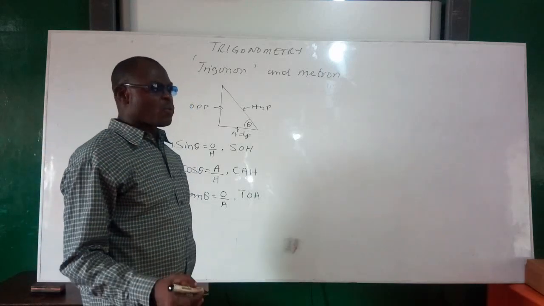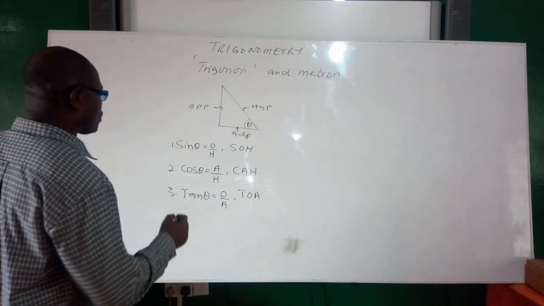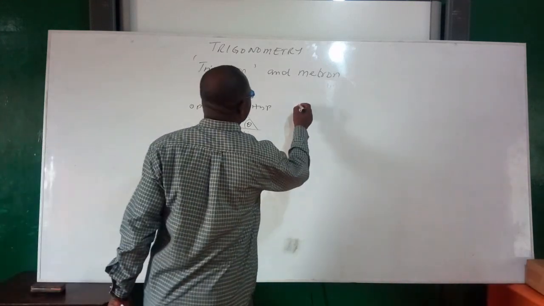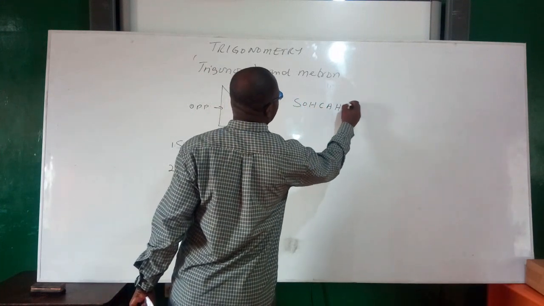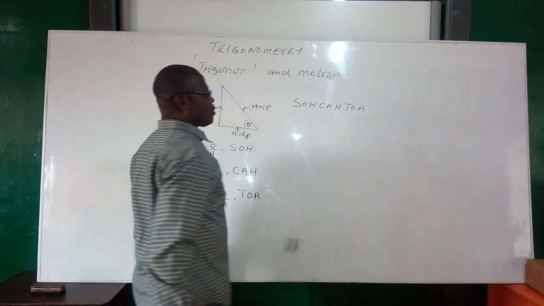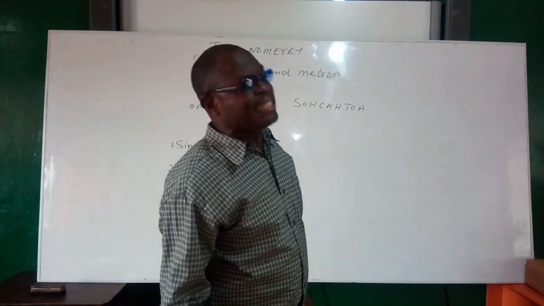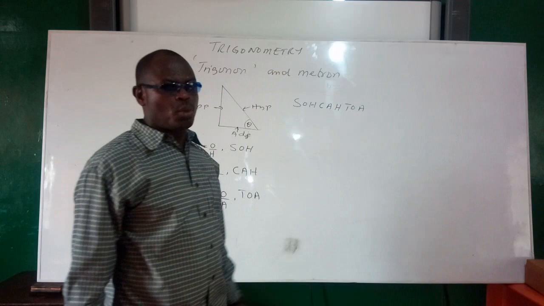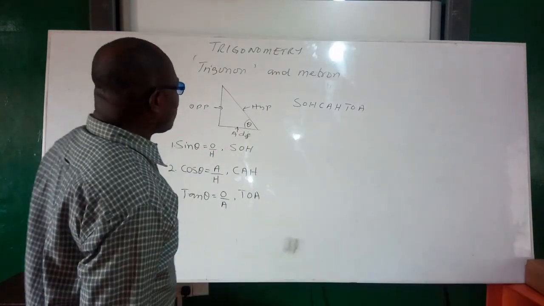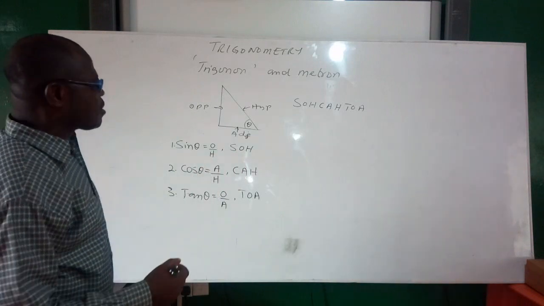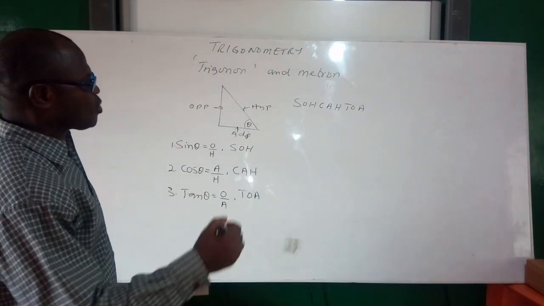SOHCAHTOA. Let me hear you. SOHCAHTOA. The ratios are popularly called SOHCAHTOA. Let's joke with it in the memory form. Anytime you want to find any of the trig ratios, we should remember SOHCAHTOA. Now that we've identified the areas, we've got the trig ratios, which is popularly called SOHCAHTOA.